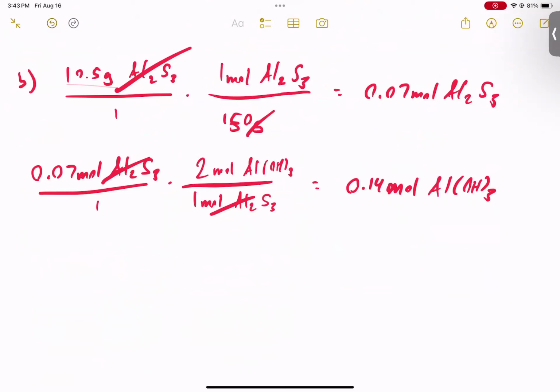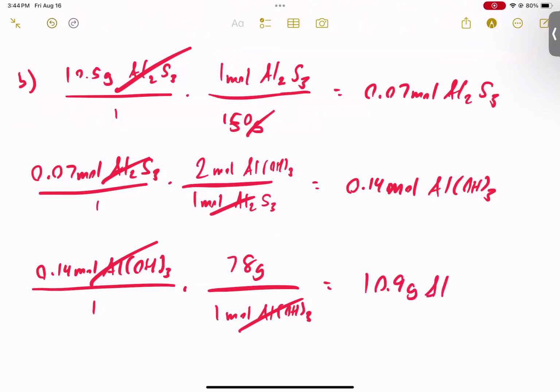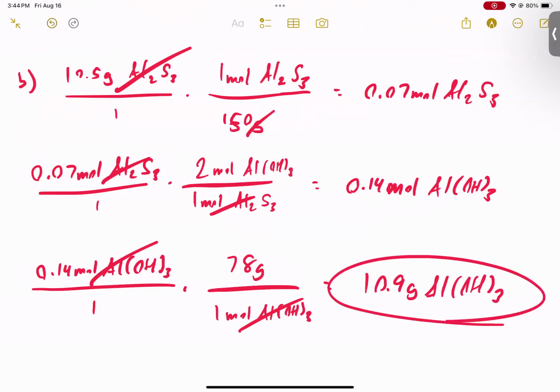So let's figure out the amount of grams I have. Again, this is another dimensional analysis. 1 mole of aluminum hydroxide is 78 grams. So I'm going to put 78 grams on the top because I want the moles to cancel out. Moles cancel out because they're both in the numerator and denominator, and I get a total of 10.9 grams of aluminum hydroxide. So that's going to be my final answer.